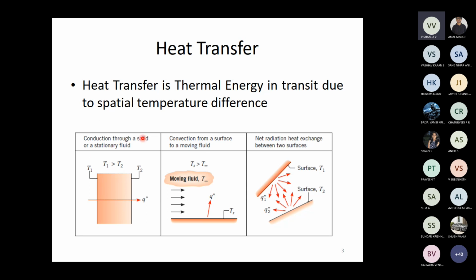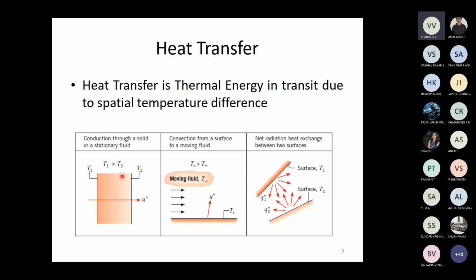Here there are three modes of heat transfer shown. Conduction is the first one, the simplest one. Convection is slightly more complicated compared to conduction. And finally radiation, which is the most complex one. Here there is an example of conduction through a solid or a stationary fluid. You see there is this solid object. You can take this as a wall.